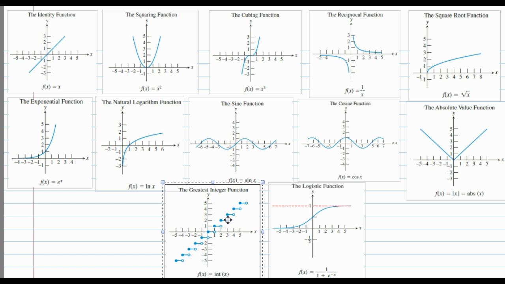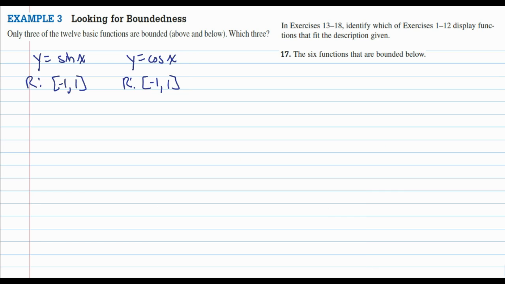Then look at over here. I think the other one that's bounded is the logistic function, f of x equals 1 over 1 plus e to the negative x. Its range is from 0 to +1, but not including either one of those because there's a horizontal asymptote both at y equals 0 and at y equals +1. So that would be y equals 1 over 1 plus e to the negative x, whose range is 0 to +1, not including either one of those values.